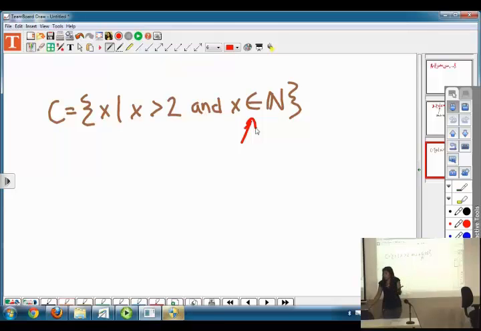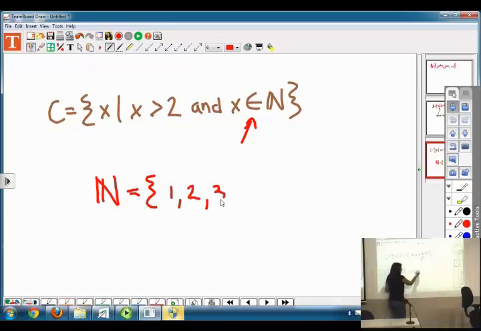Yeah, they start with 1, 2, 3, 4. They're also called the counting numbers. So the set of natural numbers would start with 1, then 2, then 3, and then dot, dot, dot, which means it continues on forever with that same pattern. So natural numbers start with 1.